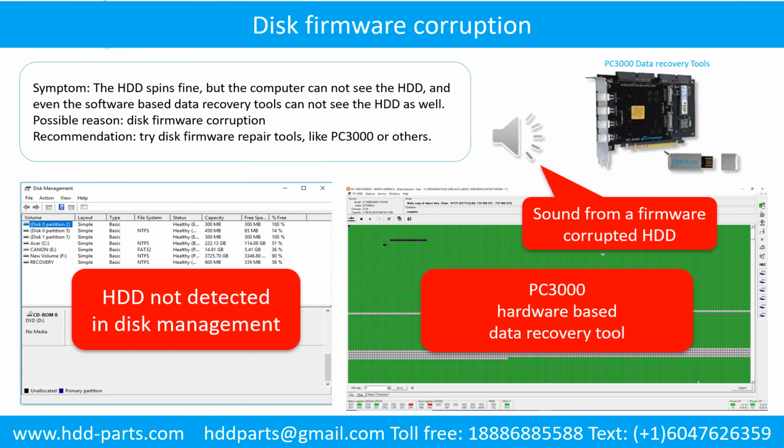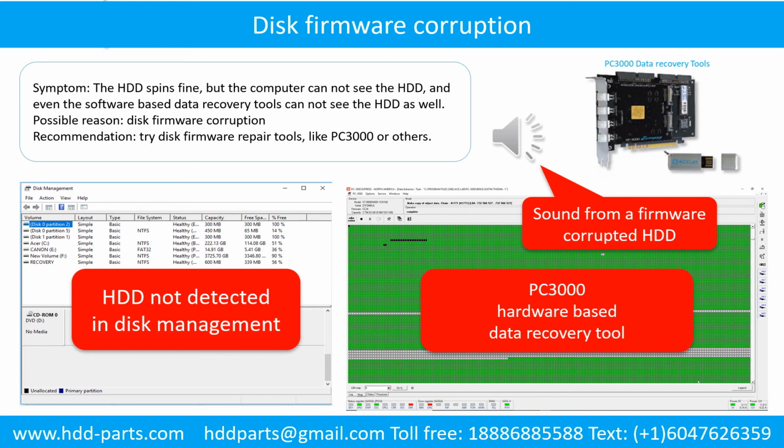Disk firmware corruption. Symptom: the hard drive spins fine, but the computer cannot see the hard drive, and even software-based data recovery tools cannot see it. Possible reason: disk firmware corruption. Recommendation: try disk firmware repair tools like PC3000 or others.